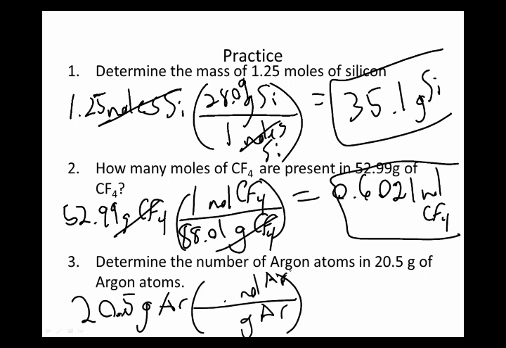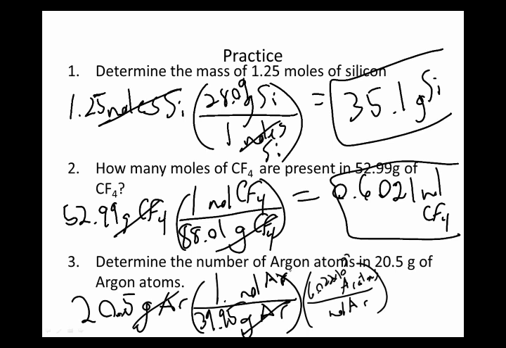So I'm going to go 1 mole, and I have to look up the molar mass of argon. It looks like the molar mass of argon is 39.95. Now I've got moles of argon. All I have to do is go moles of argon, then argon atoms, 6.022 times 10 to the 23rd and 1. And I get 20.5 divided by 39.95 times 6.022 times 10 to the 23rd equals 3.09 times 10 to the 23rd argon atoms. And there you go.